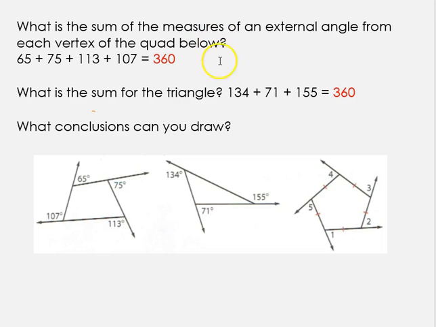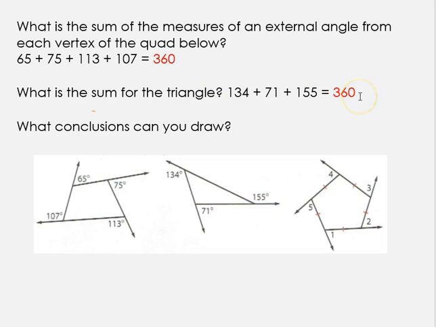So what is the sum of the measures of an external angle from each vertex of the quadrilateral below? Let's look at these quadrilaterals. They're all different, and you can see that each external angle is marked. In the first drawing that we have here, the sum would be 360 degrees, 65 plus 75, 113 plus 107. What would be the sum for the triangle? Well, the triangle is 134, 71, and 155, which is 360.